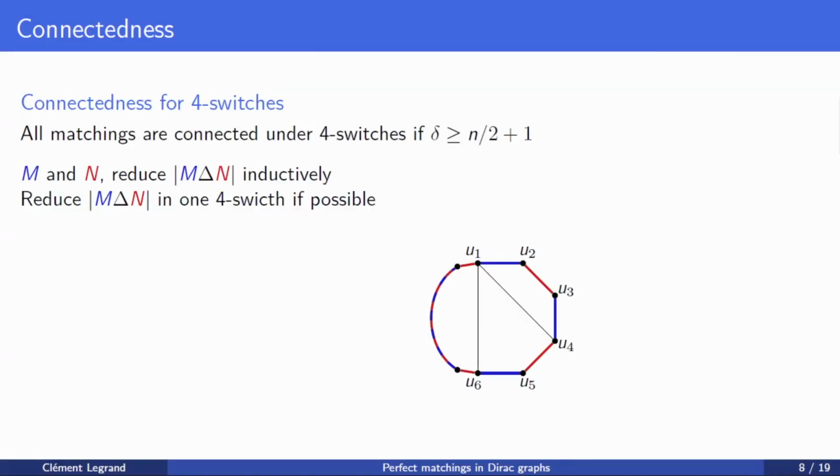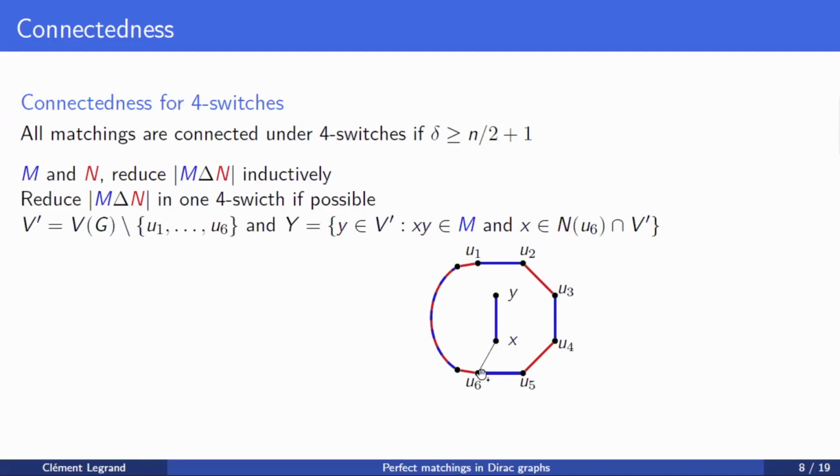So, as I said, if I have an edge here or an edge here, then by removing blue, blue, and adding red, red, I will reduce my symmetric difference. So I can assume that those 2 edges are not here, and similarly, the edge between U3 and U6 is not here. Okay. So now I will do something that is actually similar to the proof we've done for proving the existence of perfect matching at the very beginning.